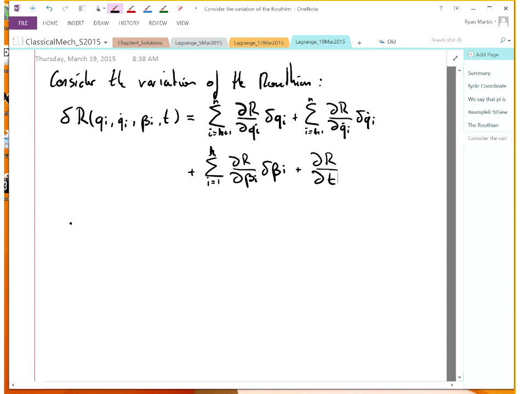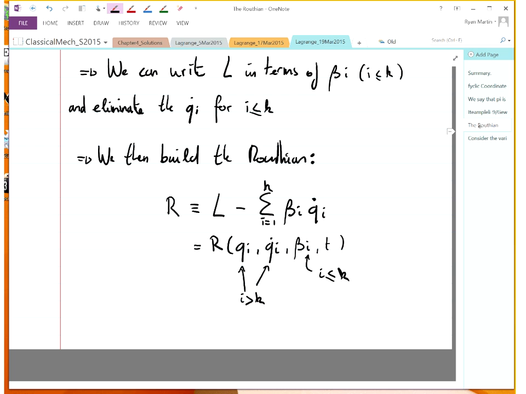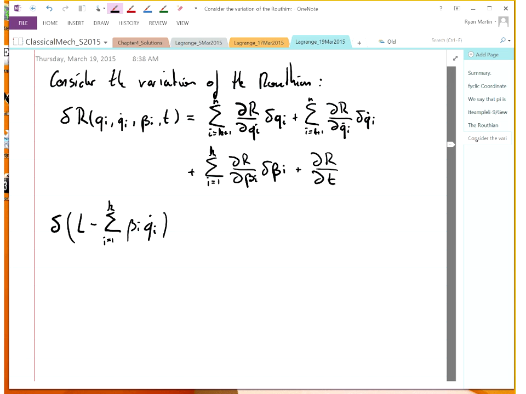Now I can also write delta of, remember how R is defined? R is defined as L minus the sum from i equals 1 to k of beta_i q_i dot. Remember? We introduced the Routhian and we said it was equal to L minus that sum. Just the definition. Let me take the variation of that. That's also equal to delta R, right?